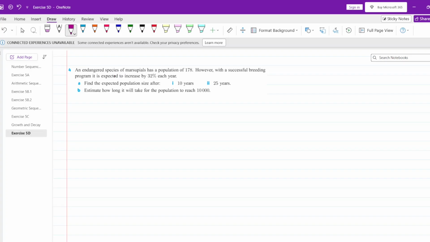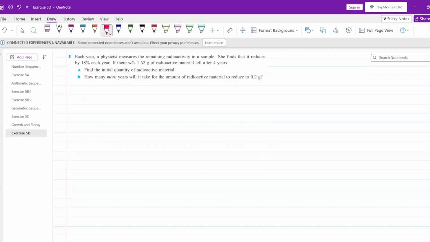An endangered species of marsupials has a population of 178. So we know U0 is 178. However, with a successful breeding program, it is expected to increase by 32% each year. So R is going to be 1.32. Find the expected population size after 10 years, 25 years. So this is exactly like the previous 3 questions we have done. This is for you to do on your own.